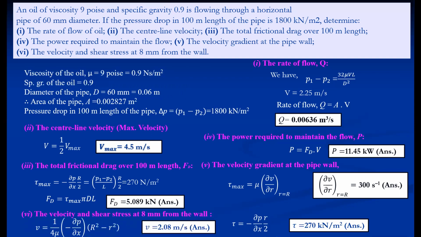Local velocity also we can obtain here, but that is not that material for programming. In programming, we are going to obtain the variation of velocity with respect to R, the variation of shear stress with respect to R, and the maximum values of velocity and shear stress. That part we are going to verify during the program.